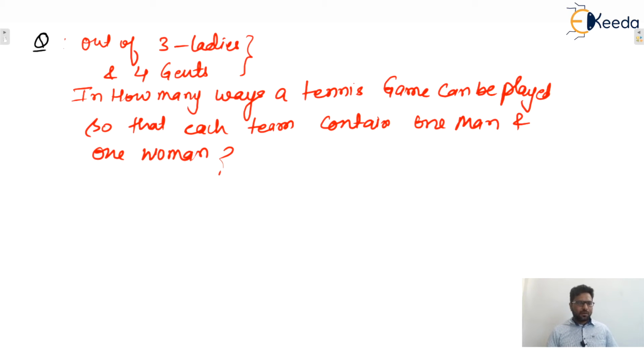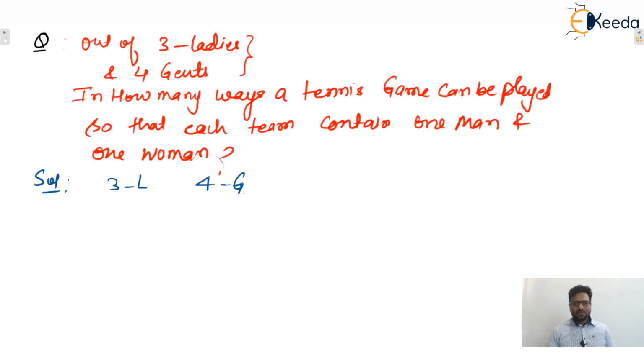That is the question. Now you only tell me, let's say how many ladies are given. Yes, we can say that 3 ladies are given and 4 gents are given. That is the question. Now you only tell me for doubles. I think this one is tennis doubles game, in which each team has 2 players.